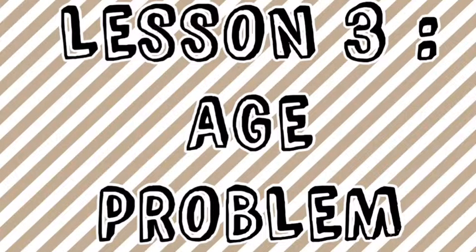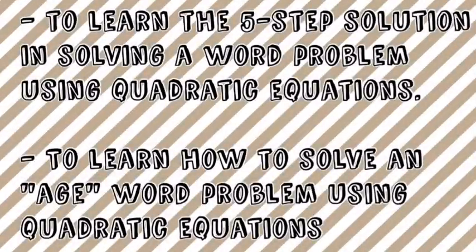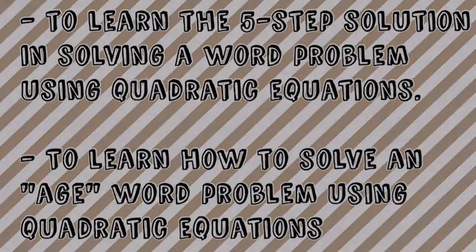Our lesson for today is how to solve an age problem using quadratic equations. Before we start the lesson, let us review our objectives for today. Our first objective is to learn the 5-step solution in solving a word problem using quadratic equations, and to learn how to solve correctly an age problem using, once again, quadratic equations.